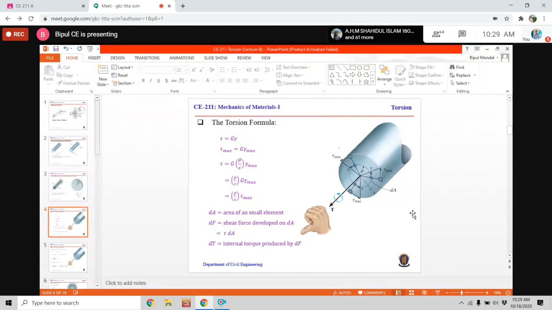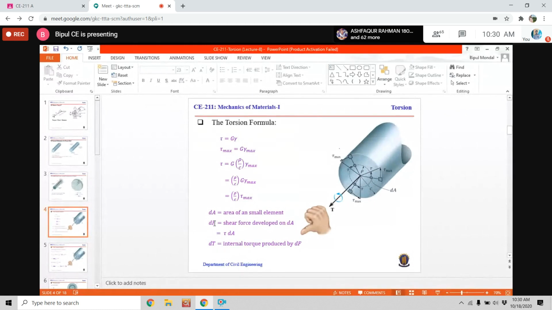Now if we consider a small element, and the area of the small element is dA, the shear force developed in this small area is dF, which is tau times dA. Tau means the shearing stress. Actually, we will talk about the shearing stress here, not the normal stress.